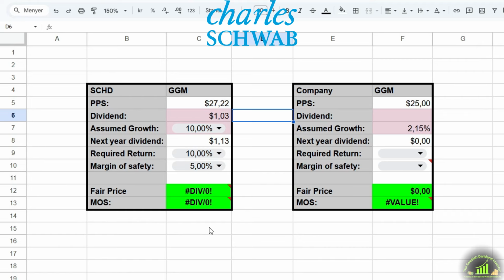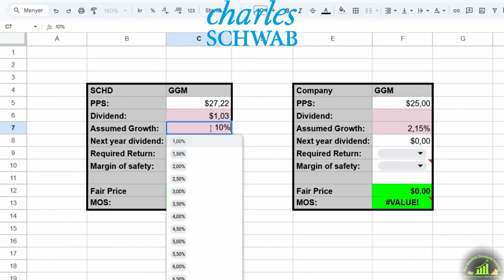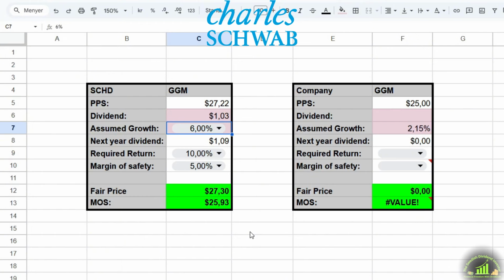So we punch in the ticker SCHD, the dividend of 1.03, a discount rate of 10% and a margin of safety of 5%. Now for the growth. SCHD is pretty famous for their dividend growth. However, I think counting on 10 to 12% growth in perpetuity is not very conservative. Let's go with 6%. Still not very conservative, but their strategy seems solid and they have a track record to back it up. Intrinsic value of $27.3 or $25.93 with a 5% margin of safety. So just around where they are trading today.